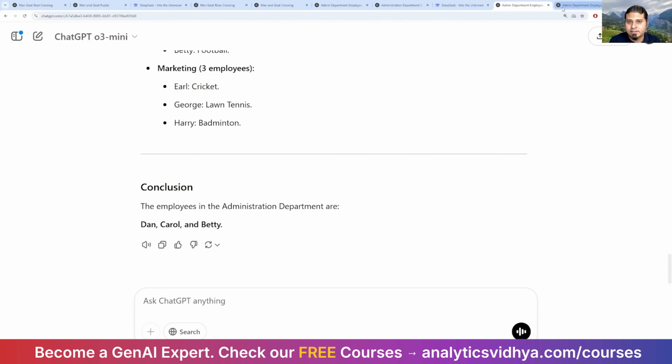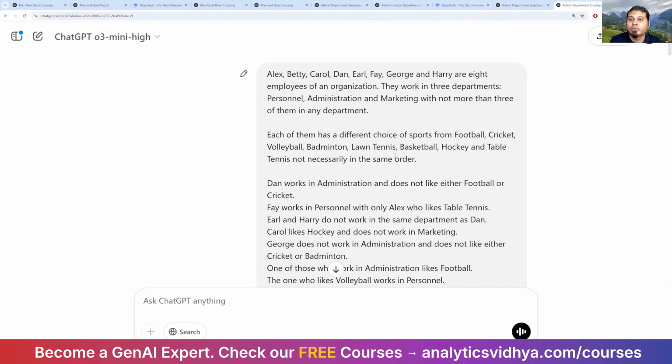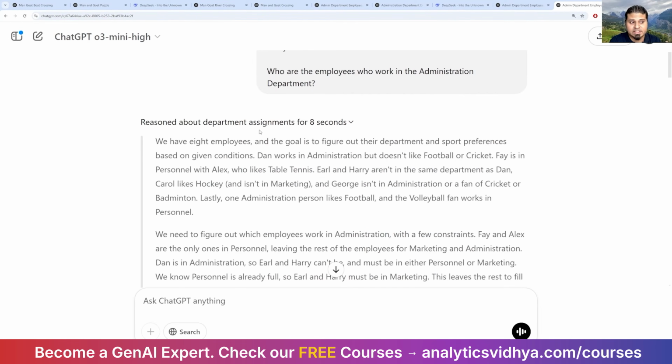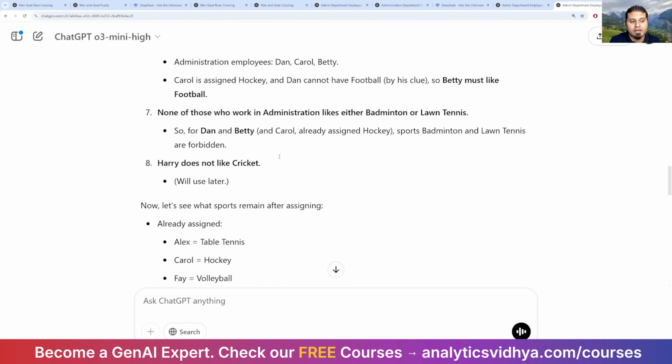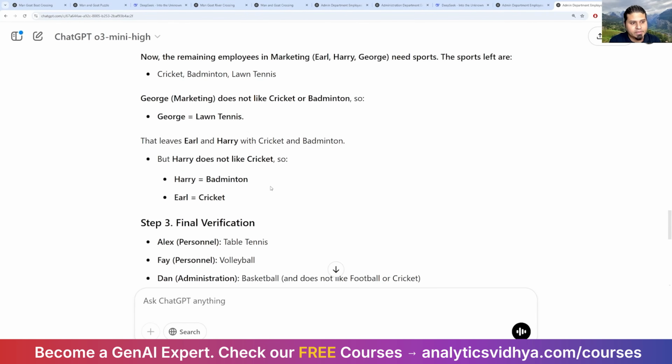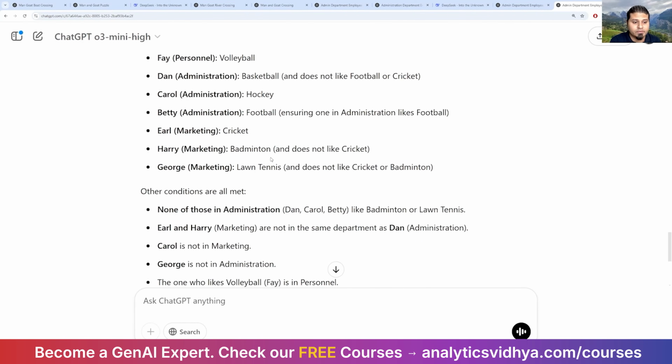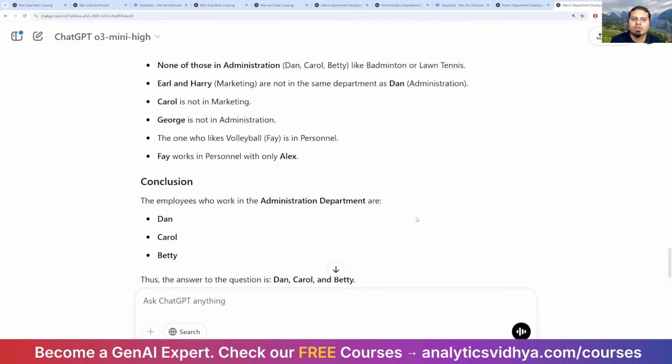And looking at the exact same problem with the o3-mini model with the high reasoning effort, in this case, it actually reasoned for around 8 seconds itself, sets up all the departments, and then gets into it step by step in terms of the clues and does a final verification also till it gets to the results.